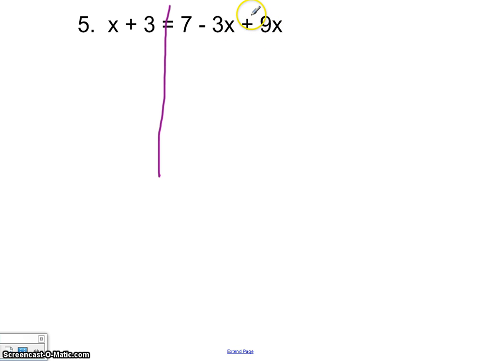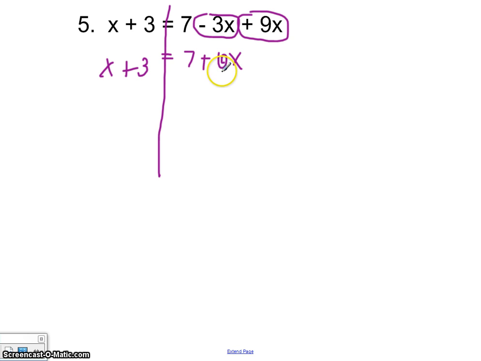Well, the positive 9x and the negative 3x are like terms because they both have an x, so I'm going to combine them. I'm not going to do anything with the 7, but a negative 3x plus 9x is a positive 6x. Remember, if the signs are different when adding or subtracting, you subtract them and keep the sign of the larger number. On the left-hand side, there was nothing I could do, so I'm just going to write those down. Okay, now I've done combining like terms, no distribution.